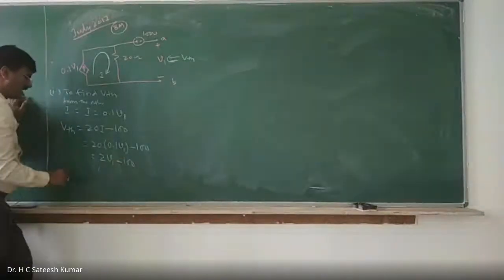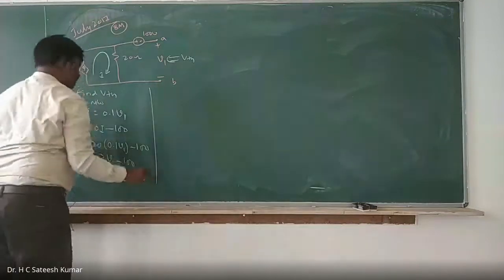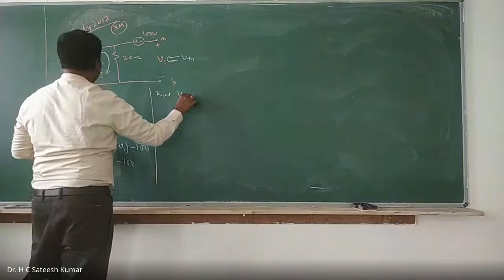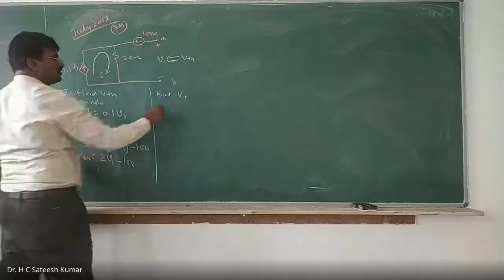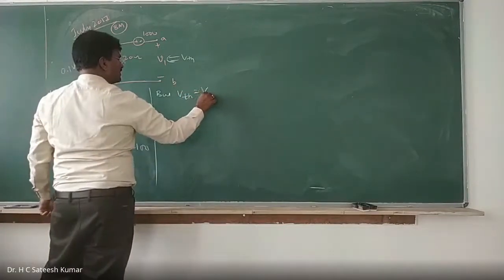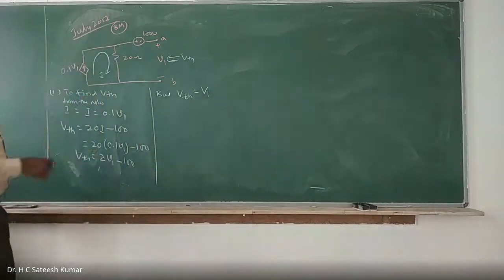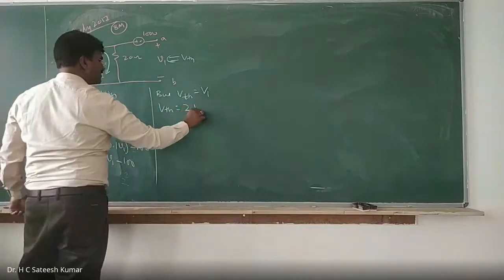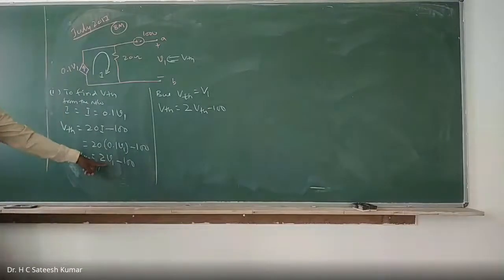But what is V1? This is your VTH. V1 is VTH only. That means this dependent source depends upon the Thevenin's voltage, which is nothing but the open circuit voltage. Therefore VTH is equal to V1. Substitute in this equation: VTH is equal to 2 into VTH minus 100. In place of V1, I have substituted VTH.